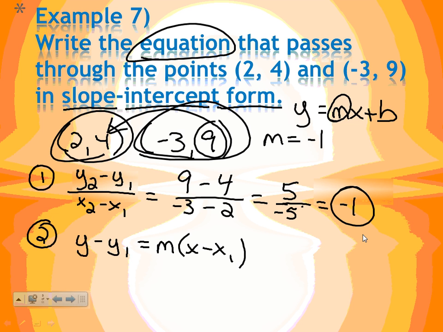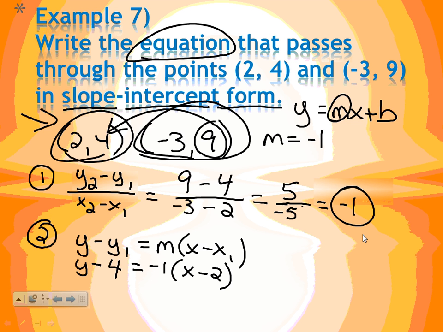Which amazes me how you can plug in 2 different things and then bam, they're the same. But it does. So which one do you want? 2, 4. Okay. So let's take 2, 4. So what will I have? Y minus 4 equals, do we know the slope? Yeah. Negative 1 times quantity of x minus 2. Okay. Now, I've got it into an equation.